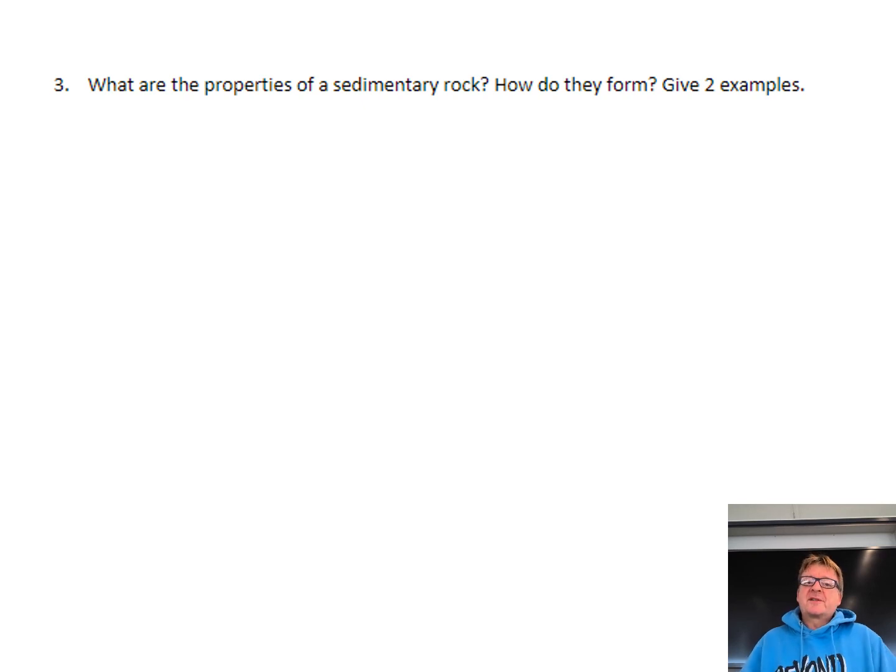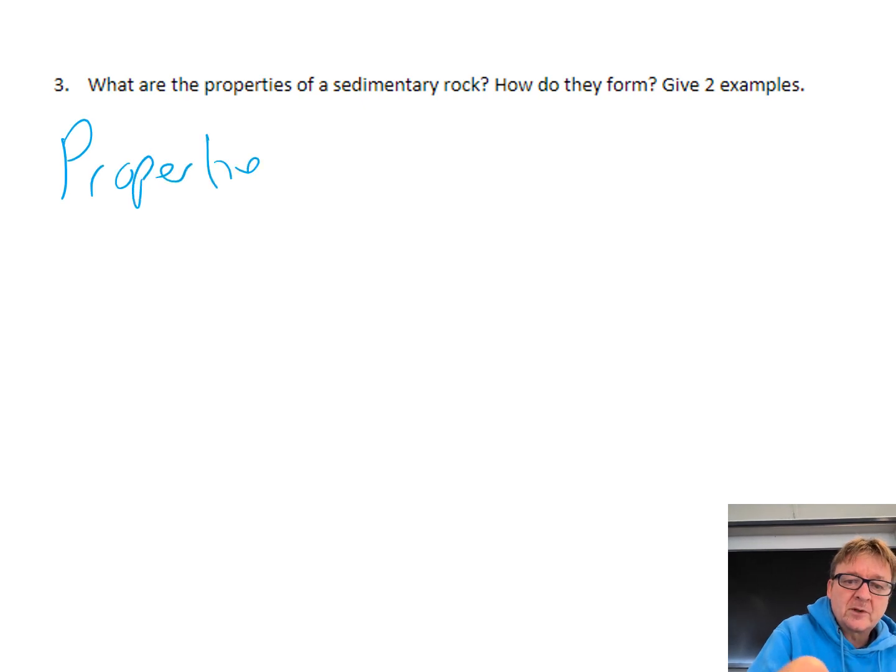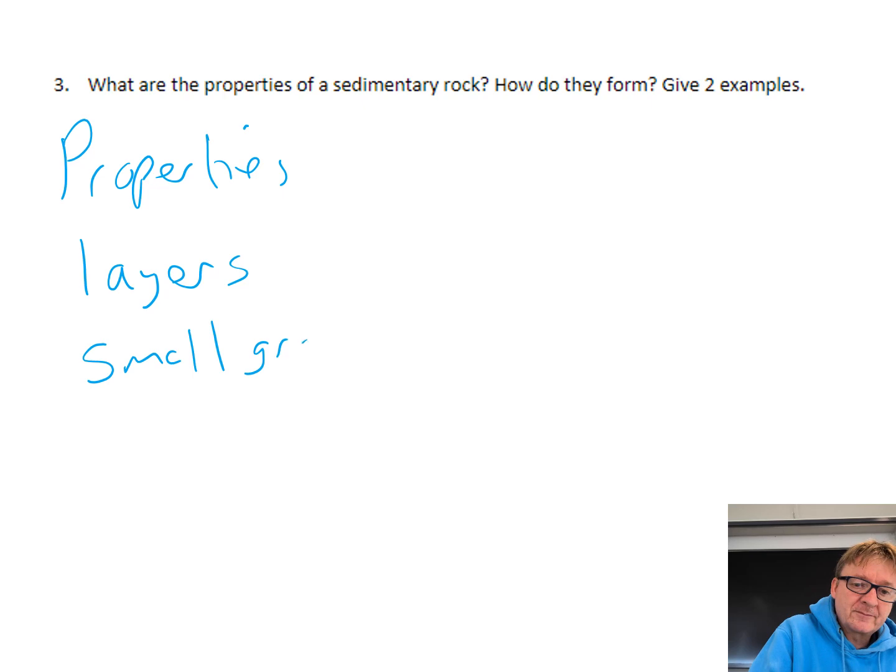What are the properties of sedimentary rock and how do they form? And give 2 examples. Crikey. Right, so properties of sedimentary rock. Properties of sedimentary rock is the fact that they're in layers. They will often have small grains and there will be fossils.